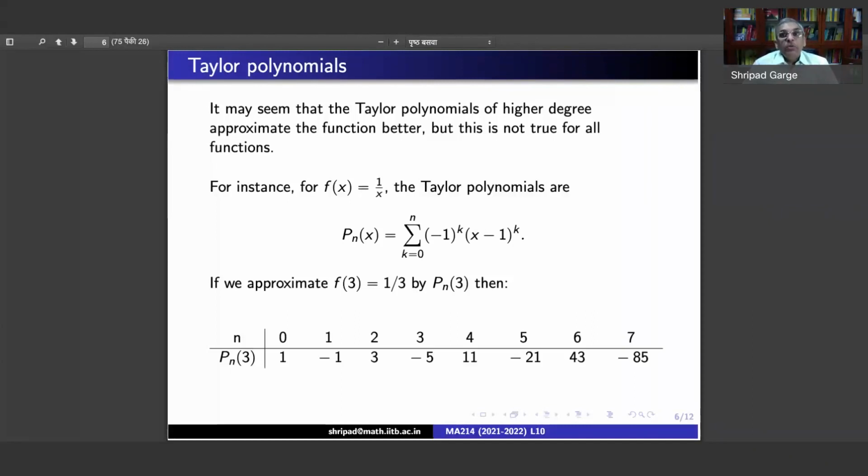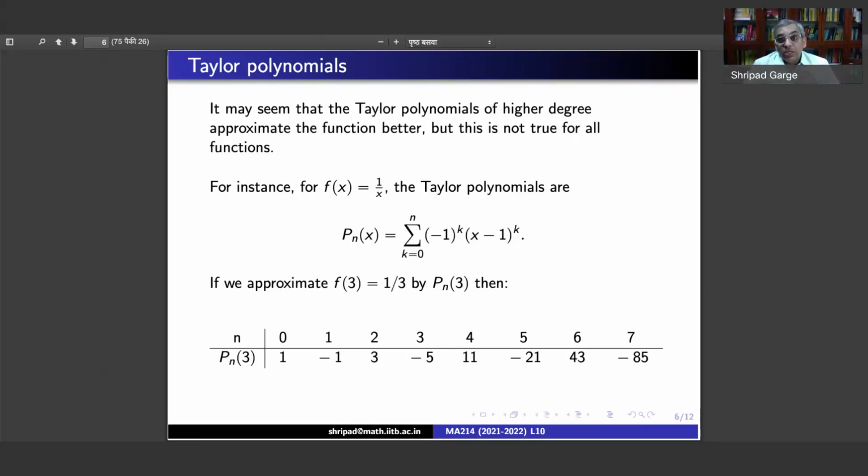But if you compute the values of these Taylor polynomials, you will see that you are getting 1, minus 1, 3, minus 5, 11, minus 21, 43 and minus 85. So these values are going to infinity. This is the divergent sequence Pn of 3. And so 1 by 3 is not achieved anywhere here. So what is going wrong?